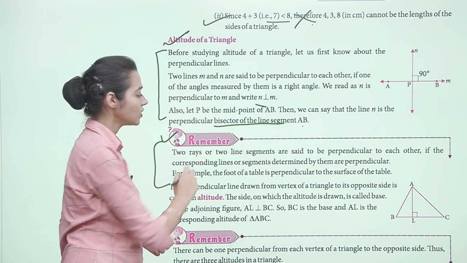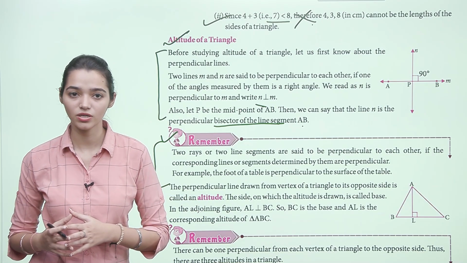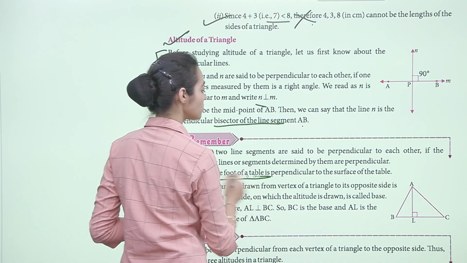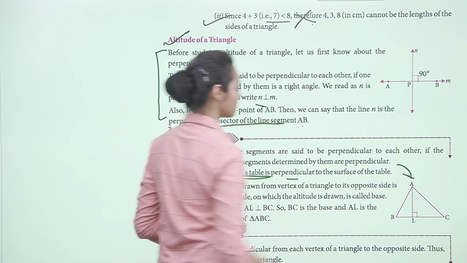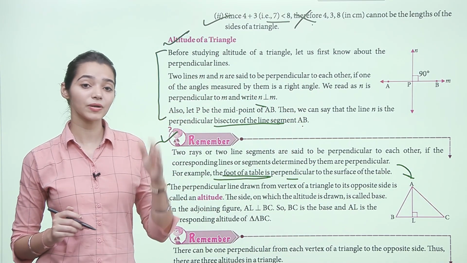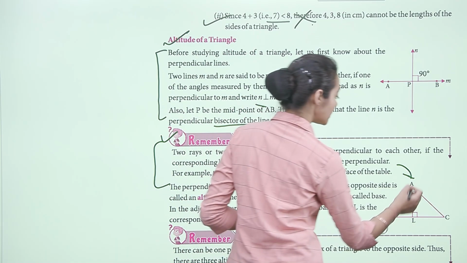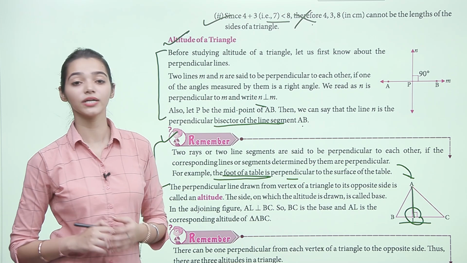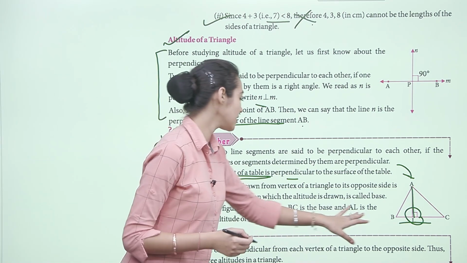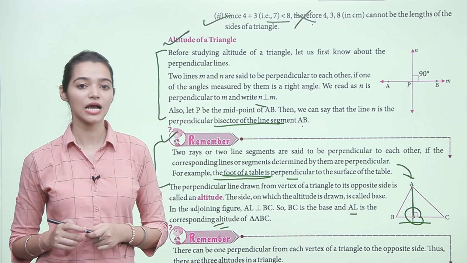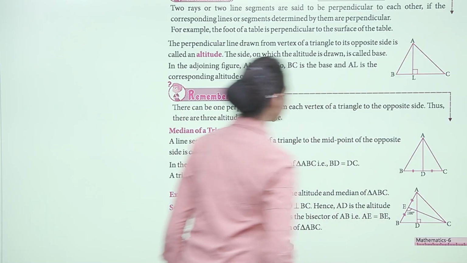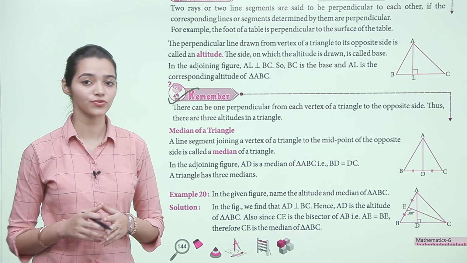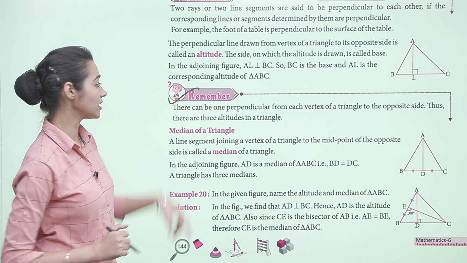Always remember, two rays or two line segments are said to be perpendicular if the lines containing them are perpendicular. For example, the leg of a table is perpendicular to the surface of the table. Here the perpendicular line drawn from a vertex to the opposite side is our altitude, AL perpendicular to BC. So BC is the base and AL is the corresponding altitude of triangle ABC. There can be one perpendicular from each vertex of a triangle to the opposite side, so there are three altitudes in a triangle.